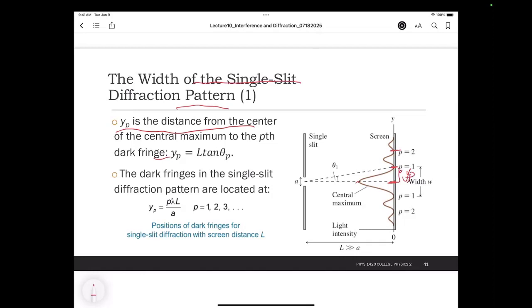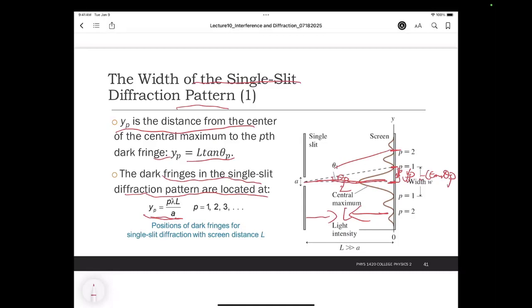And yp equals what? Equals L tangent theta p. Because here, this one is L. Am I right? And this is theta p. And this one is L multiplied by tangent theta p. It's obvious, right? The dark fringes in the single slit diffraction pattern are located at this one.